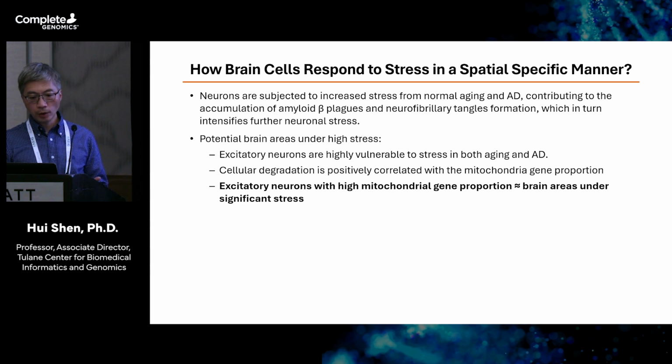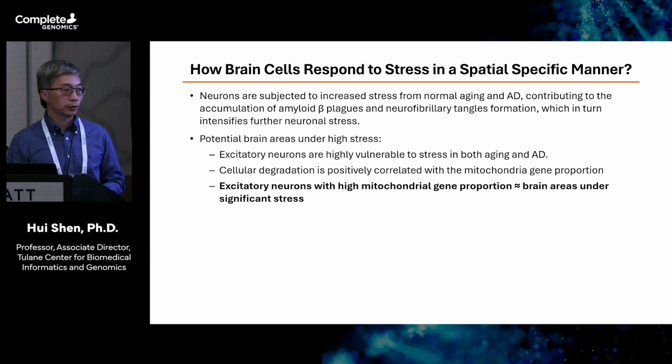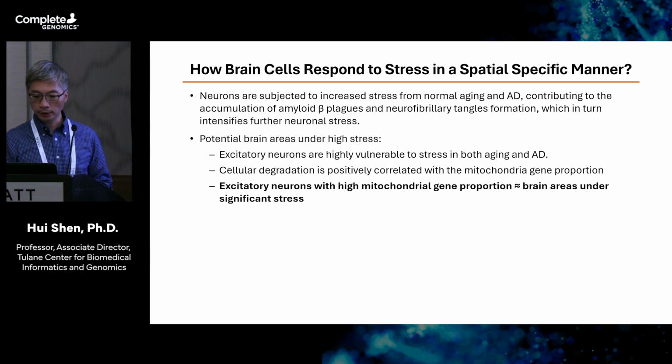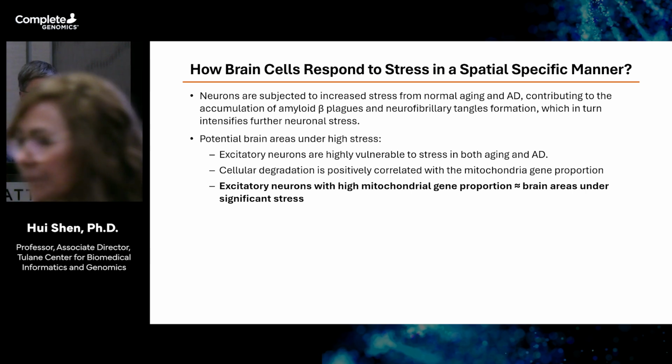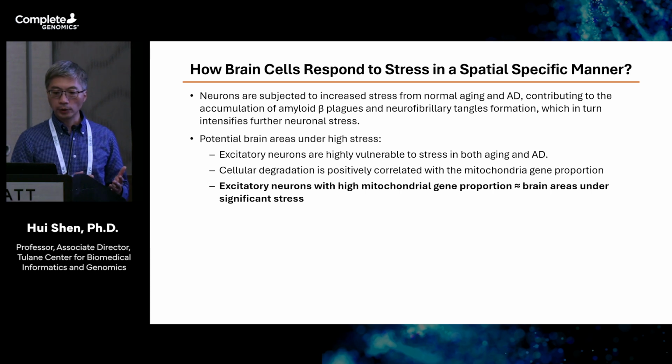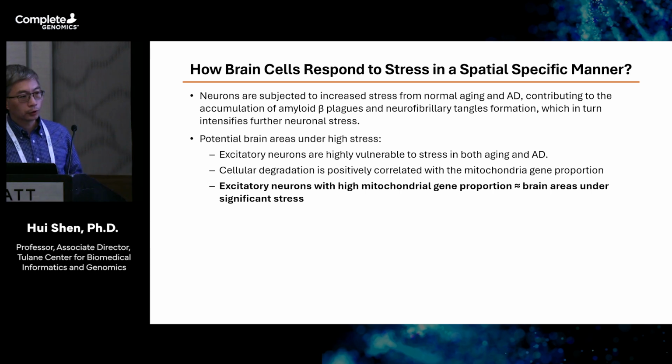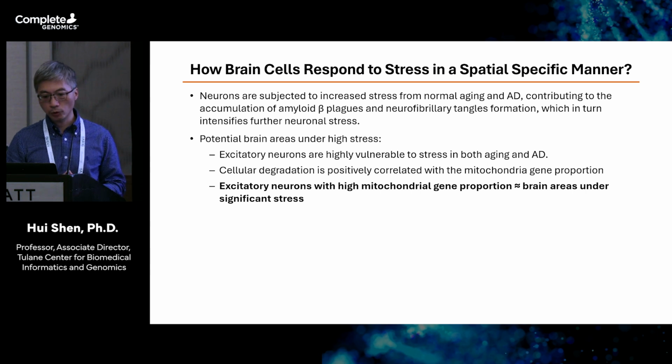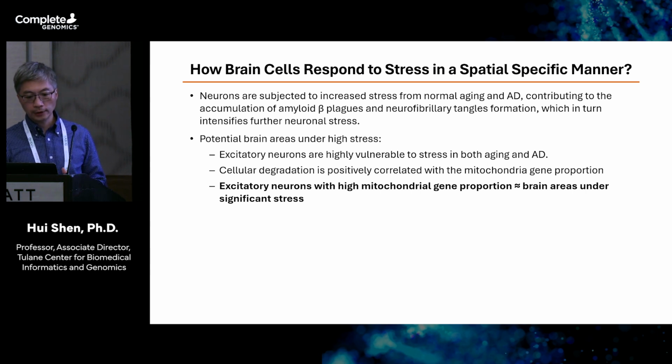From prior knowledge, we know that excitatory neurons are highly vulnerable to stress in both normal aging as well as in AD. And there's a known positive correlation between cell degradation and increased mitochondrial gene proportion. So we presume that excitatory neurons with high mitochondrial gene proportion would reasonably correspond to brain areas under significant stress.